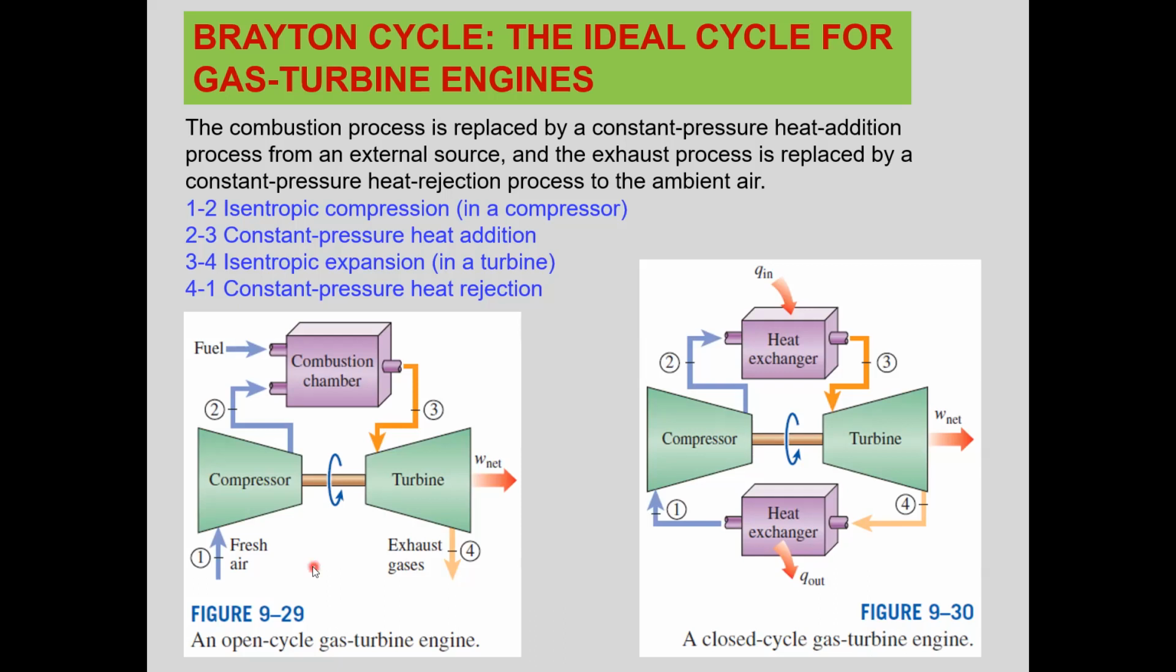And here on the left diagram, we will have an open cycle gas turbine engine. Let's go through the operation here. So there is a compressor, combustion chamber, and turbine. Fresh atmospheric air is entering the compressor, okay? And it is compressed to a high pressure by the compressor. As a result, of course, temperature also increases. And the fuel is burned with this high pressure, high temperature air in a combustion chamber.